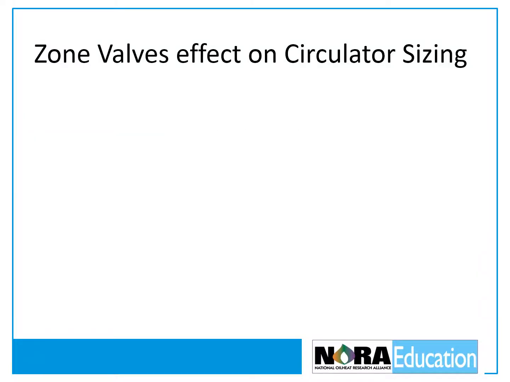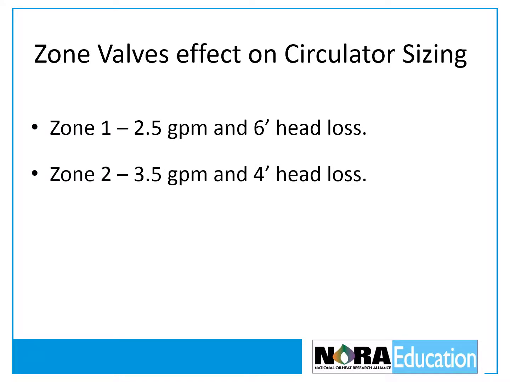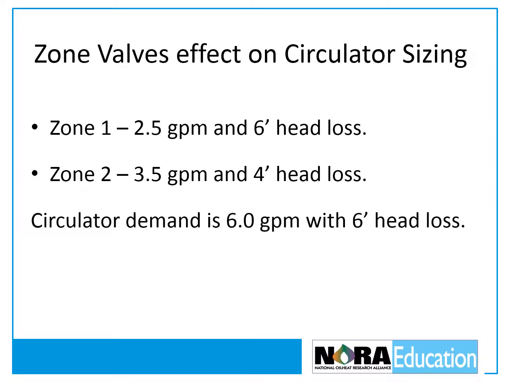Let's look at a case where we have two zones in the system. Zone 1 calls for 2.5 gallons per minute flow rate and a 6-foot head loss. Zone 2 calls for 3.5 gallons per minute flow rate and a 4-foot head loss. So we need to add the gallons per minute for each of the zones together, which will give us 6, but we only need to choose the largest value for the head loss, which is 6 foot. So in this case, our circulator demand is 6.0 gallons per minute with a 6-foot head loss.